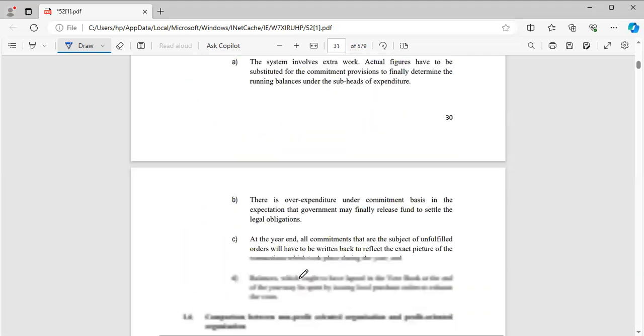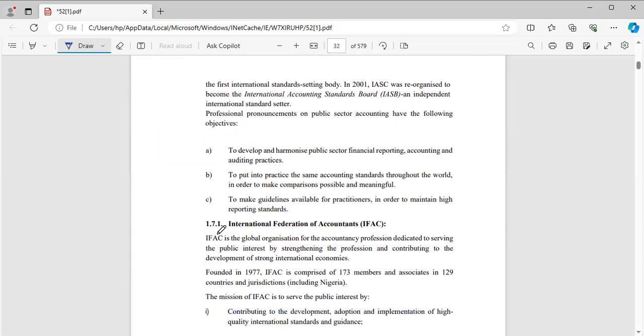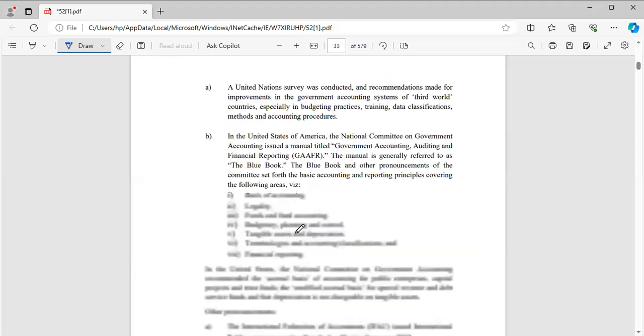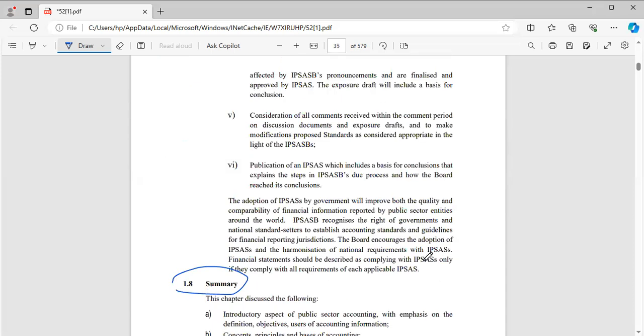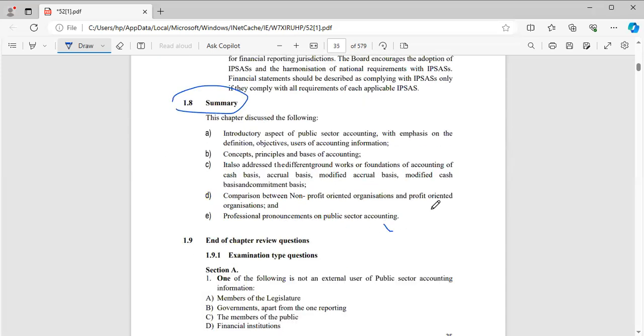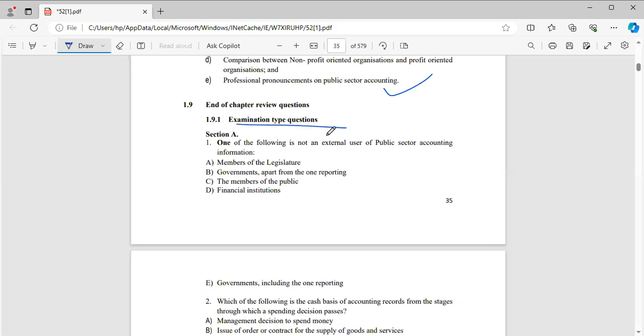Now, you are also going to add this to your assignment by reading through professional pronouncements on public sector. Okay? Professional pronouncements on public sector. All right? Read it through. International Federation of Accountants, IFAC. Read it through. It's just about 4 pages, okay? Read it through and stop. This is the end.